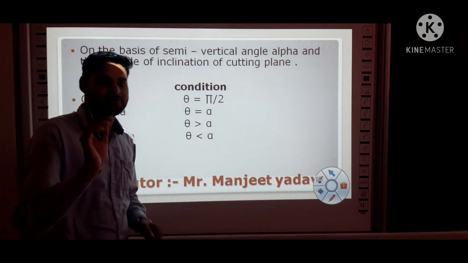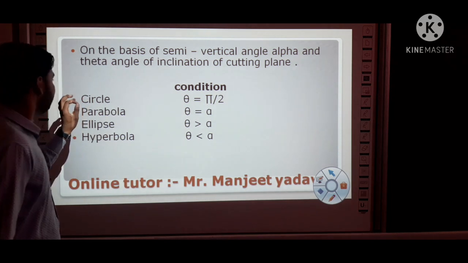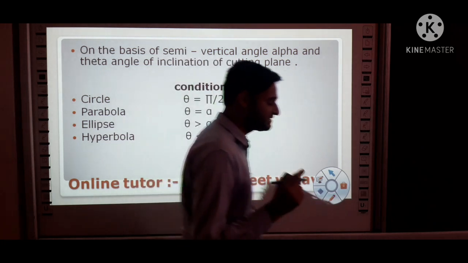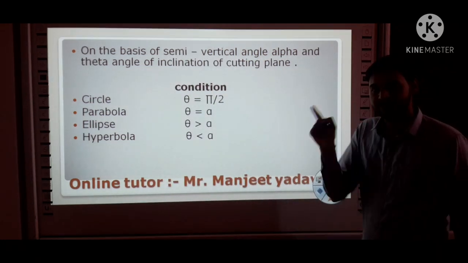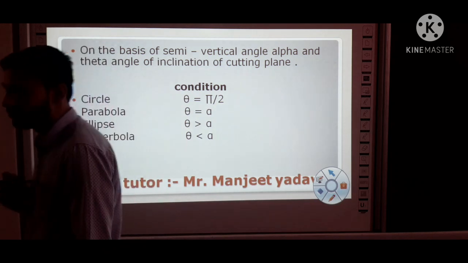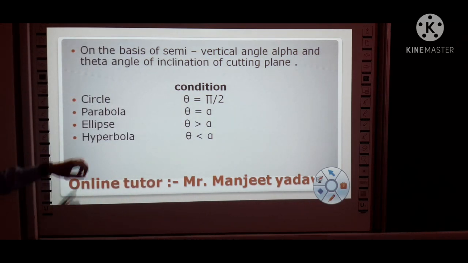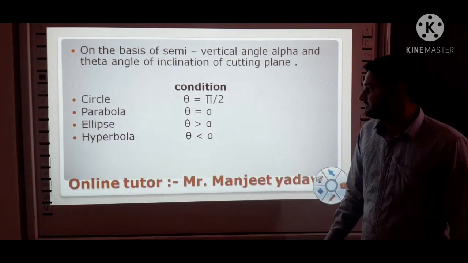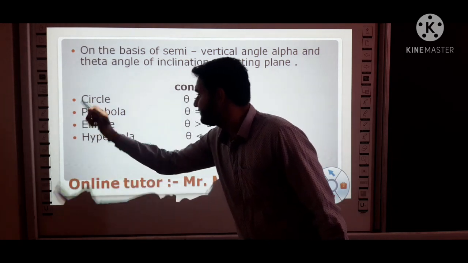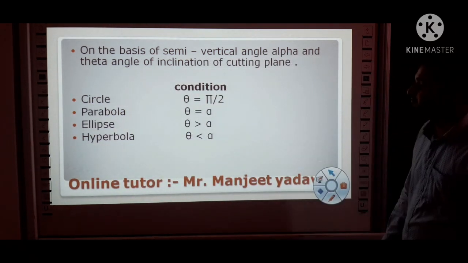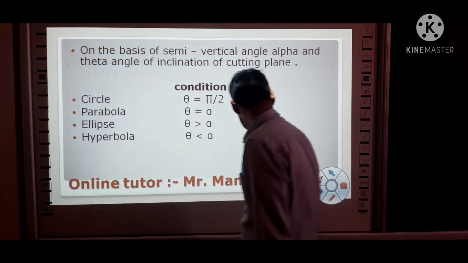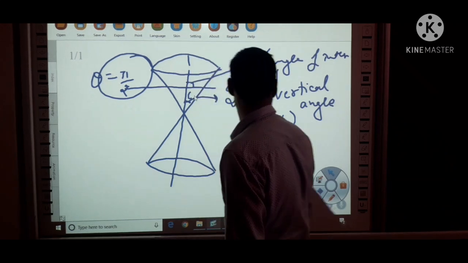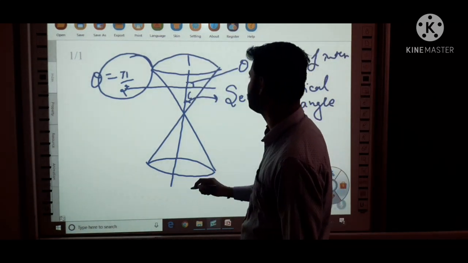the relationship between alpha and theta is defined as below. For circle, theta is equal to pi by 2, but for parabola, the next case is when theta and alpha become equal, then our plane will be parabola. And on the next hand, when theta is greater than alpha, then the shape will be formed as ellipse. And last one, when theta is less than alpha, then this figure will be hyperbola.